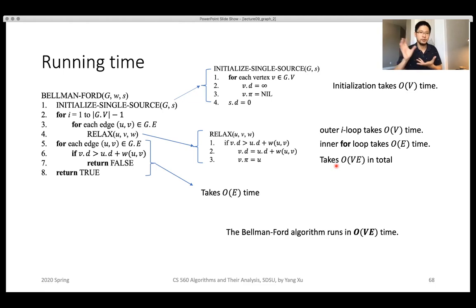That's quite a straightforward nested for loop where you do the multiplication. And the rest of the code, from line 5 to line 7, is a one-layer for loop that takes big O of E time. So in total, adding that up, the Bellman-Ford algorithm will run in big O of V times E time. Because when you compare these three terms, big O of V, big O of E, and big O of V times E, big O of V times E is the highest order term, so it is the dominating term.